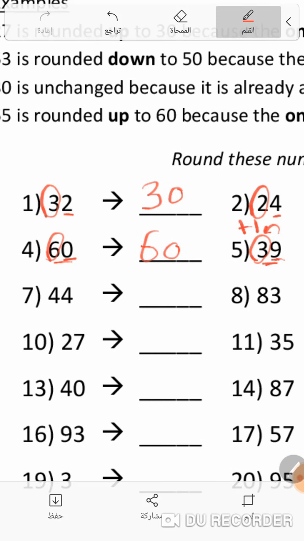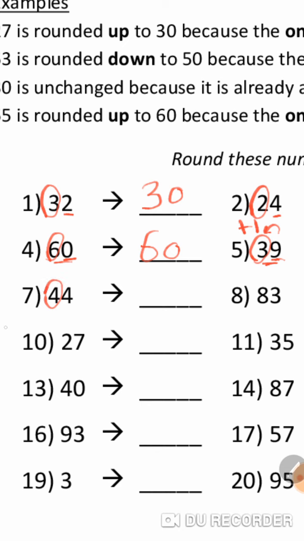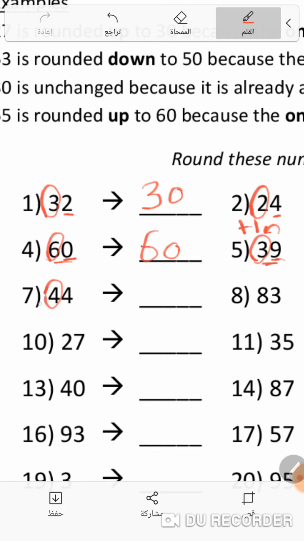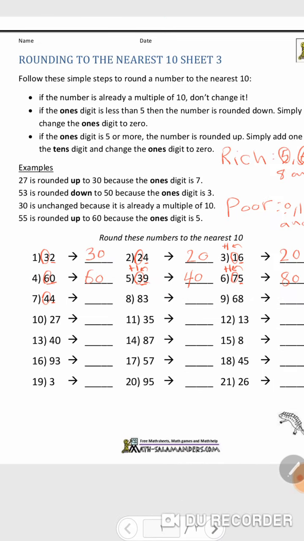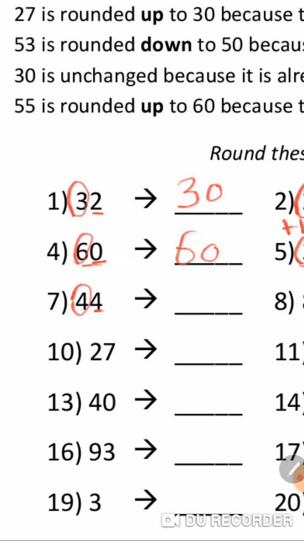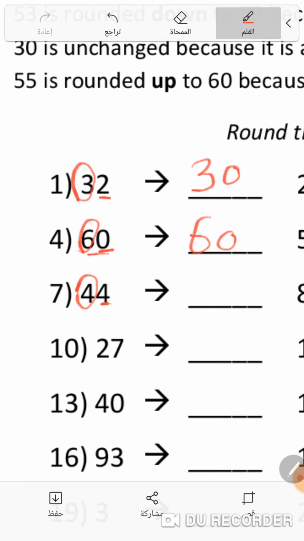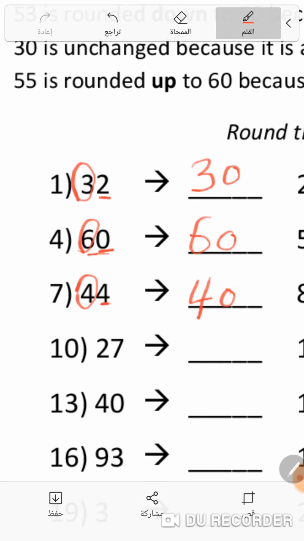Okay. Question number 7. 44. Round to the nearest 10, which means I will round number 4 in the tens place. Number 4 now needs money. So it will ask the next door number, which is 4 in the ones place. We know that the 4 is a poor number. So will it give anything to the tens place? No. So the tens place is still 4, and say bye bye to the number in the ones place. So 44 after rounding will be 40.